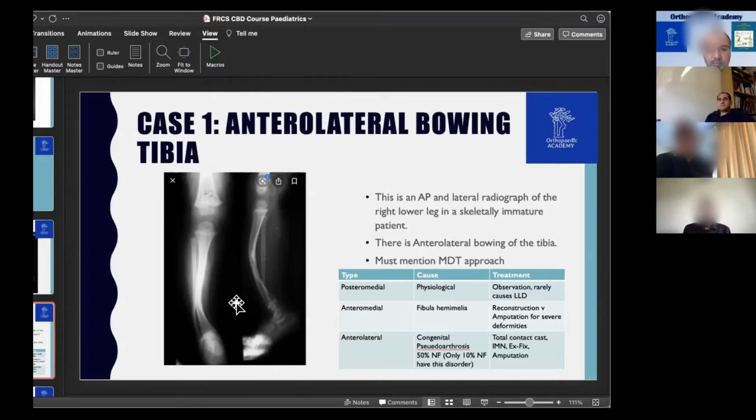Total contact cast, intramedullary nail, you're correct. You don't use a plate and screws. There's a very high risk of failure. You can use external fixation, bone graft, as you said. And if you fail to get union, the last resort is amputation. Because they're children, generally you can fit them with an orthosis and they do quite well. But that is the last resort, and we do a lot of the other things first.